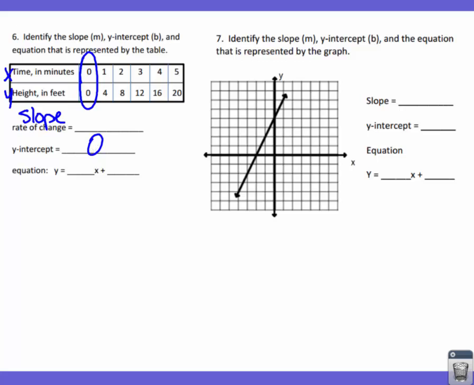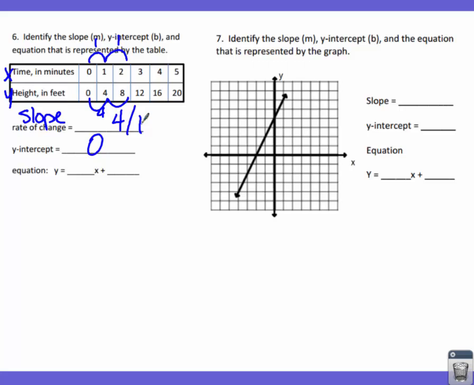Now our rate of change is going to be the pattern for the y, which is counting by 4s, and our pattern on the x side, which is 1s. So our slope then, or our rate of change, is 4 over 1. And what this stands for is that we're going to go up 4 feet every minute. Okay, so we're going to rise 4 feet every minute.